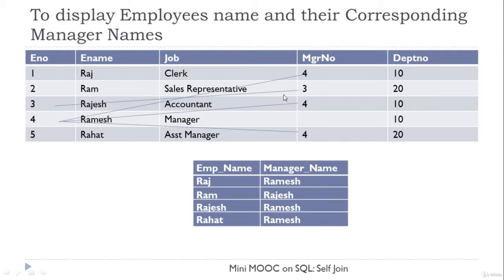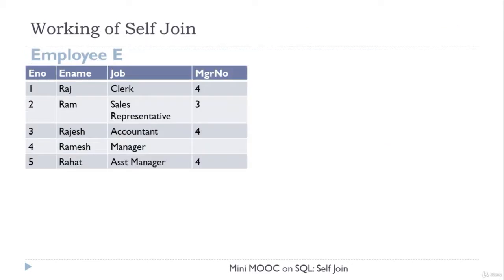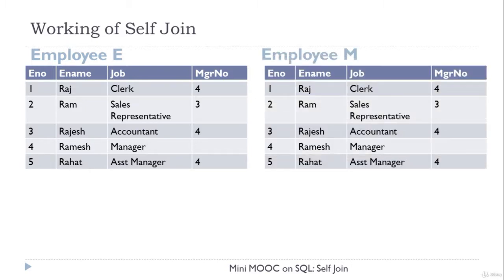To explain the syntax of self-join, let us simplify this employee table by ignoring department number, as it is not playing any role in this process. To perform self-join, let us create a logical copy of employee table named as M. Here we have two copies of employee, first with alias E and second as alias M.